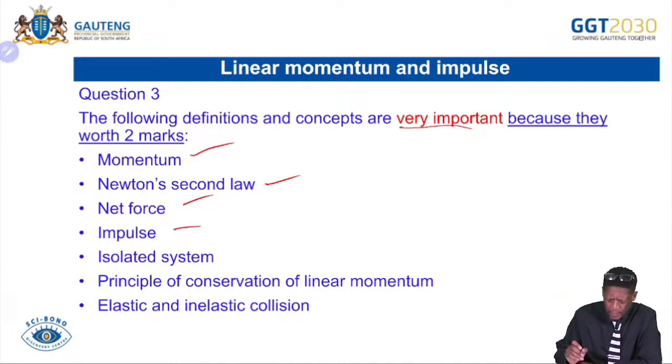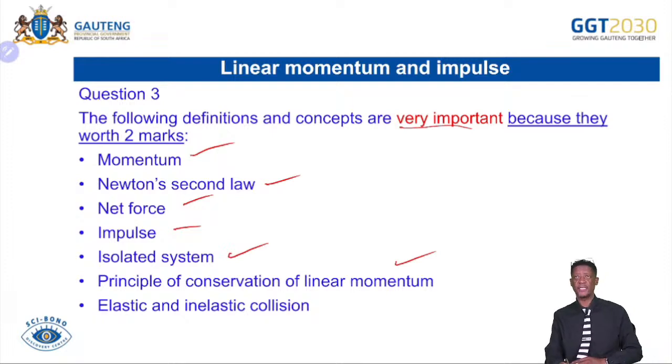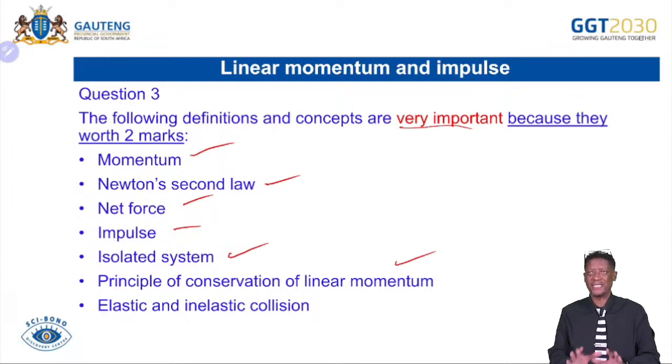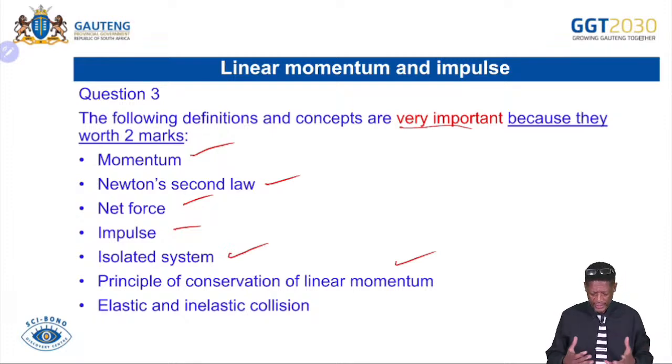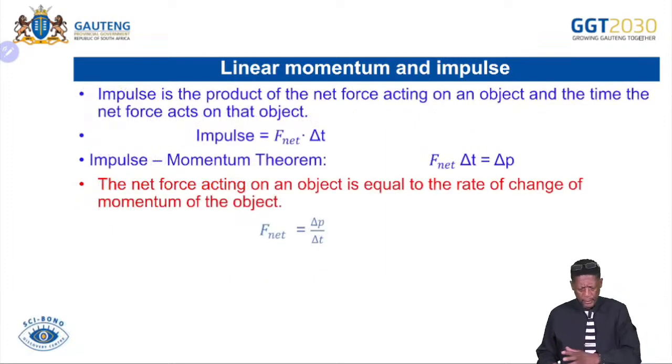Impulse. It is very important that you know what impulse is. Isolated system. What is an isolated system? And then the principle of conservation of linear momentum. Now, then elastic and inelastic collisions. So these are the definitions that you need to know if you want to get marks. Any of these is going to come up in the questions, so you must know how we are going to answer it. You will see as we move along.